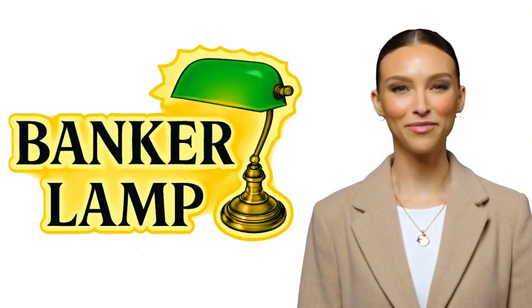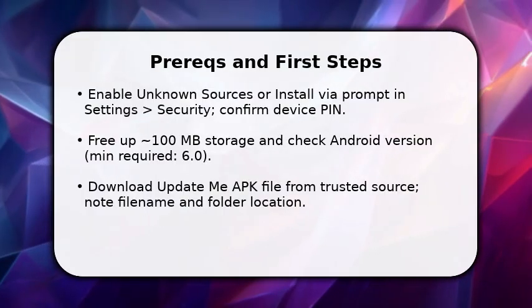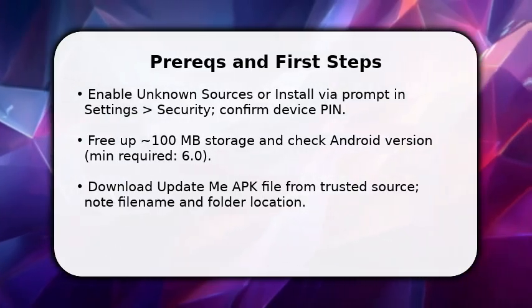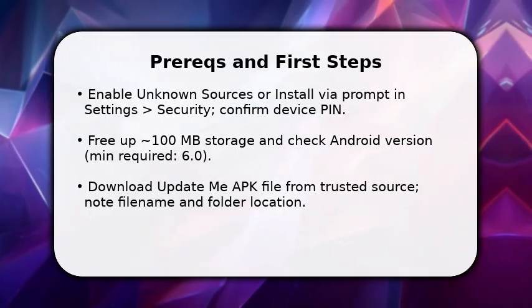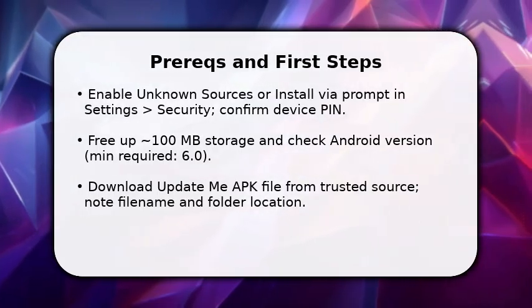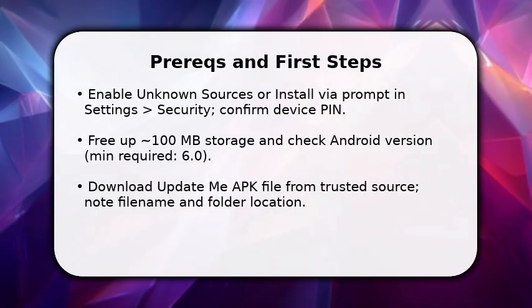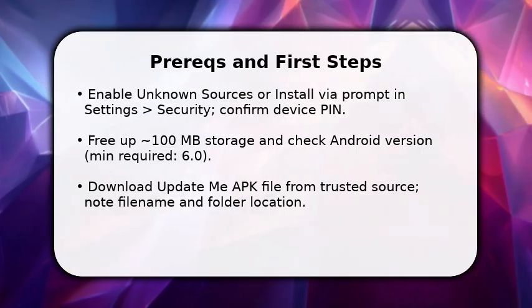Please enjoy the video. You start by preparing your device so the install goes smoothly. Enable unknown sources in settings security if needed, and make sure your device unlock method is set and tested. Once done, confirm Android version and free up about 100 MB of storage to avoid install errors.